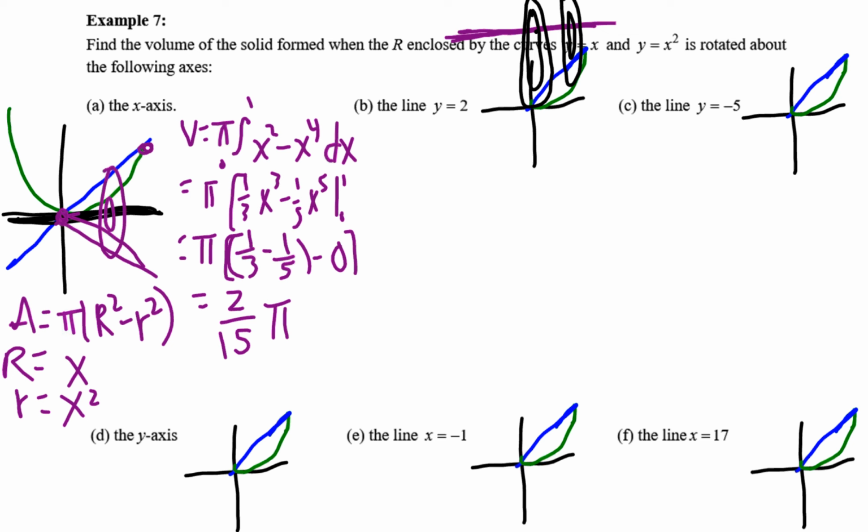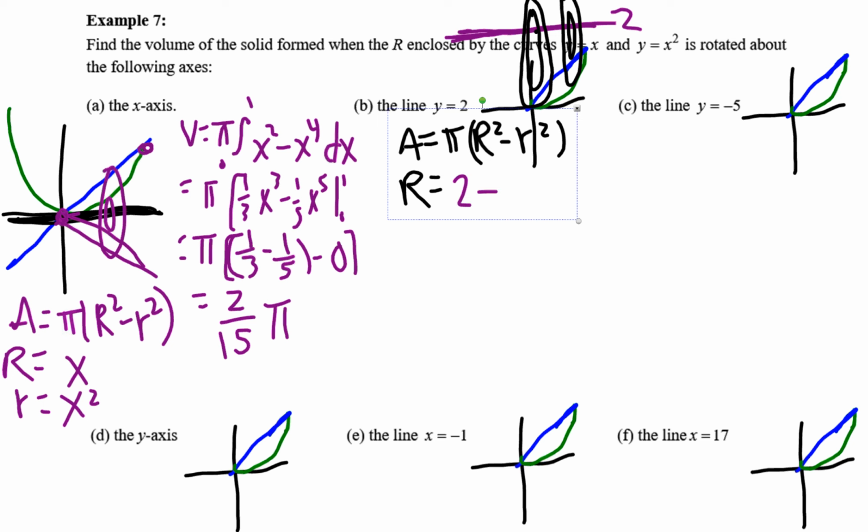Okay, so we have a washer again. Area equals pi times big R squared minus little r squared. Big R, okay, so I'm going to go top to bottom. So that is going to be my high point 2 minus the bottom, which is x squared. Okay, my little r, here to here. So we're going 2 minus x.